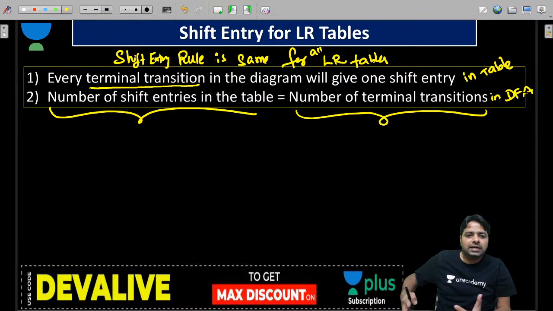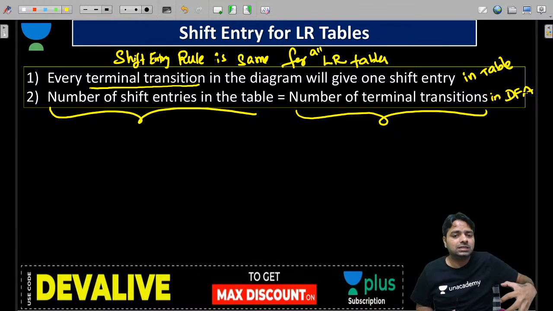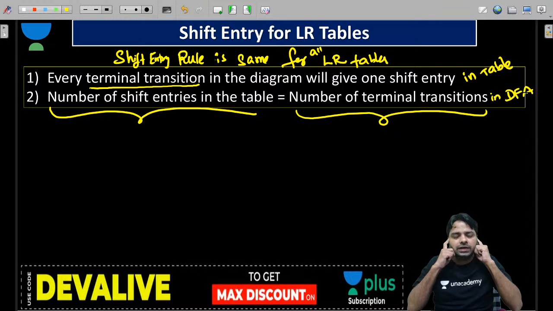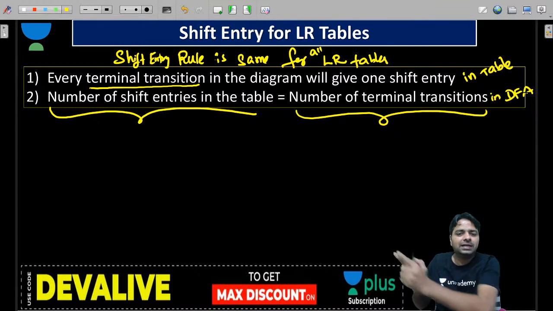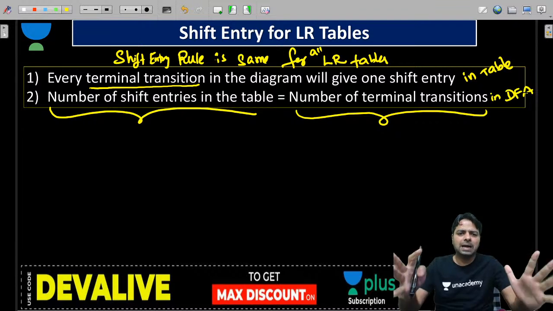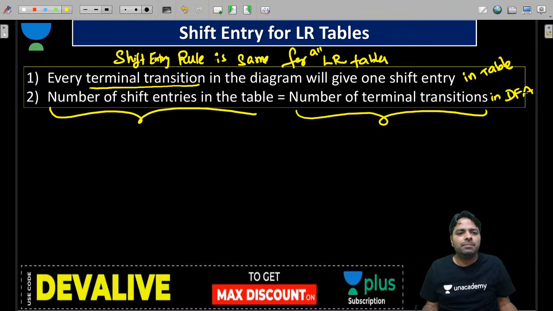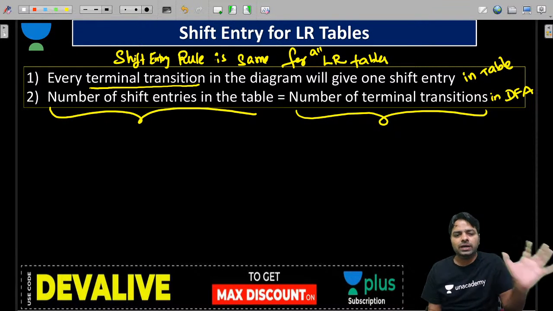But first learn the theory, guys, so you will understand in future. The shift entry, nothing but a terminal transition of the diagram, is going to give a shift entry in the table. All you need to do is map. Is it clear?